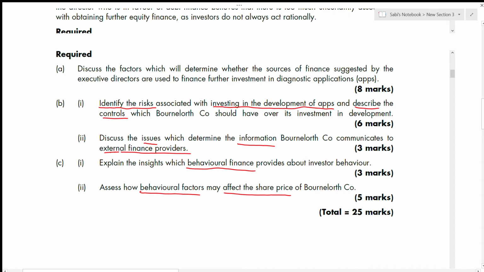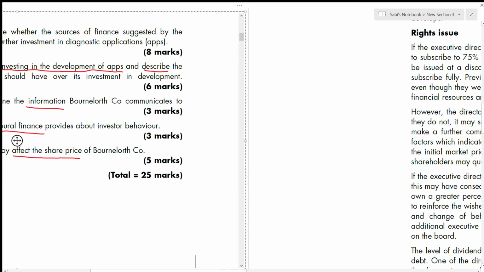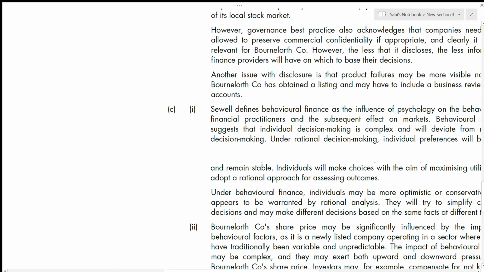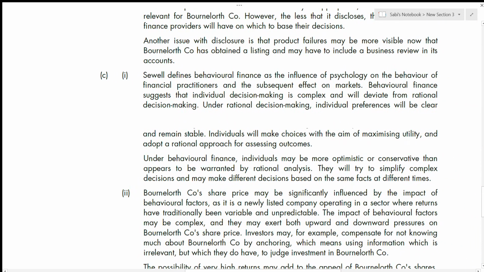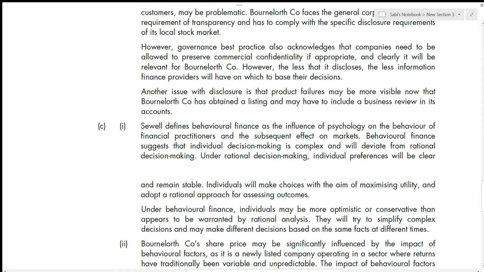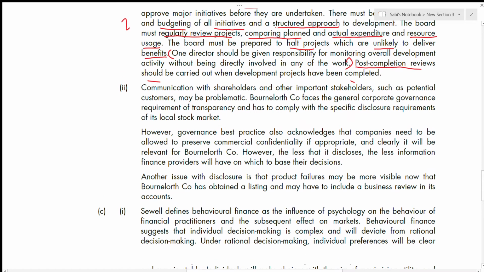Right? Now, the next one is: discuss the issues which determine the information that they have to communicate to the external finance providers. It's just for 3 marks. So 3 points will be enough. Let's see. So here, 1, 2, 3. Three different paragraphs, three different points.